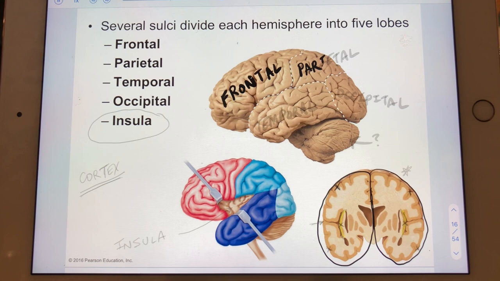Here's one of two parietal lobes. There's one of two occipital lobes. Here's one of two temporal lobes. What's this thing? Good, that's the cerebellum. Excellent.